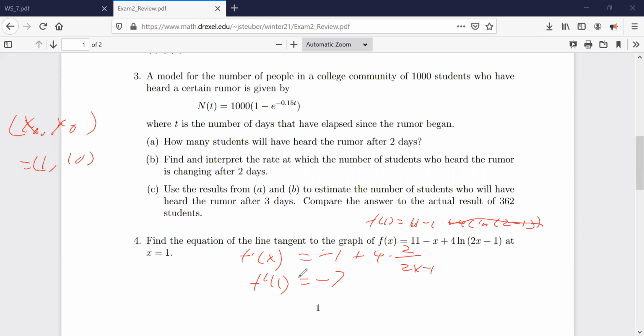So if you then plug this in, you can just do y minus 10 is equal to -7 times x minus 1. So that becomes y is equal to -7x plus 3. Either of these forms is a correct way to write the line. But if it says point slope form, then it has to be the first one. If it says slope intercept form, then it has to be the second one.